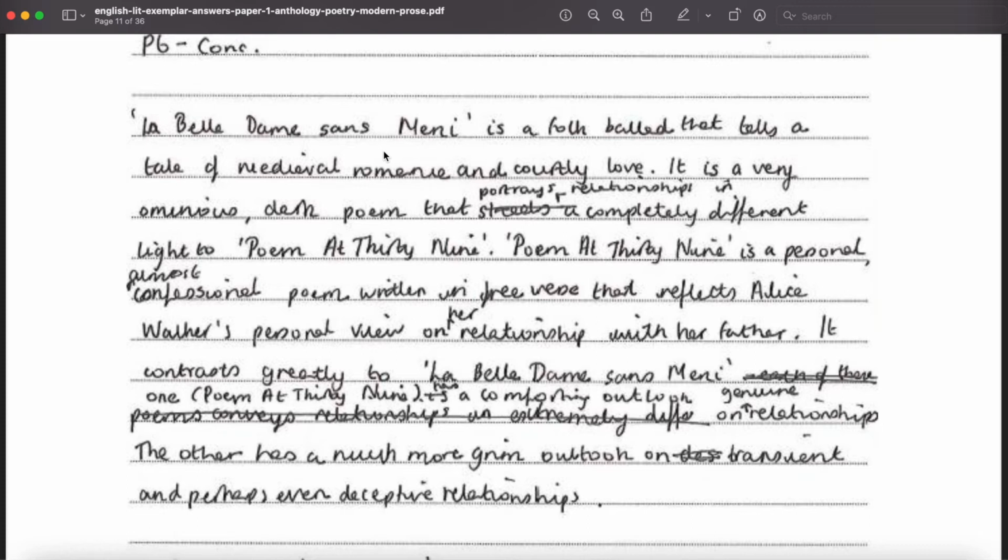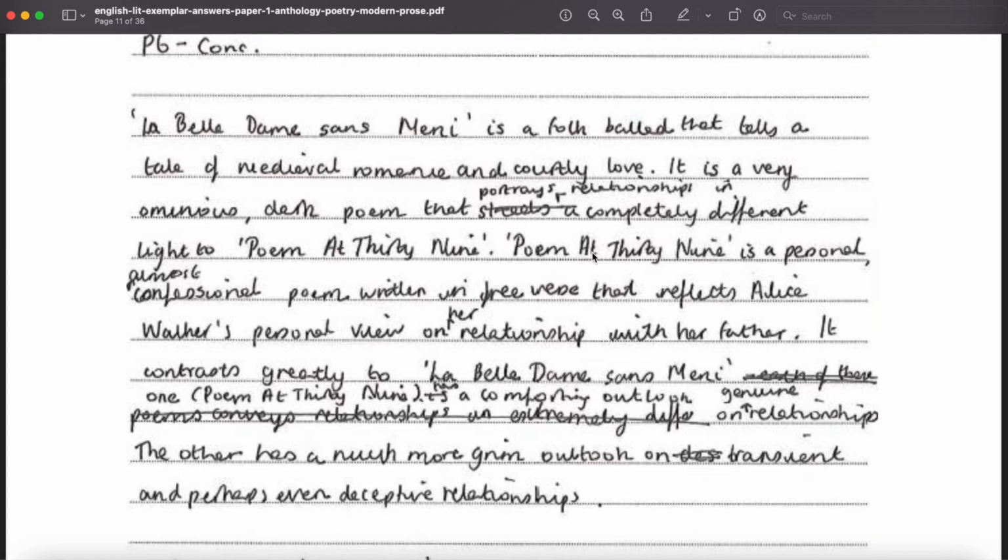First of all, they have shown their knowledge about the first poem, which is La Belle Dame Sans Mercy, by mentioning it's a folk ballad, which is correct, and mentioning what it is about. Then it mentions the tone or the mood of the poem. It's a very ominous, dark poem. True again. That portrays relationships in a completely different light to Poem at 39. There you go. We've got our perfect opening answer. The question has been answered directly in this first line.